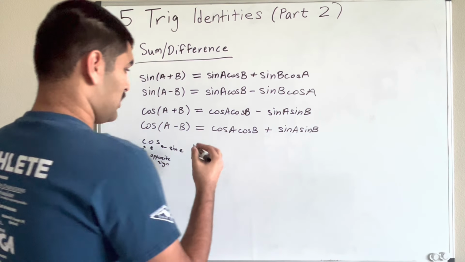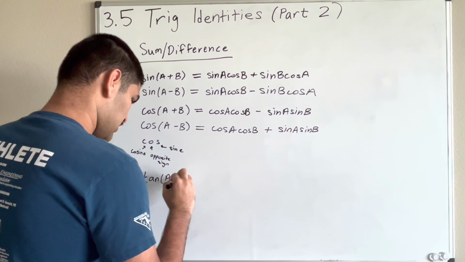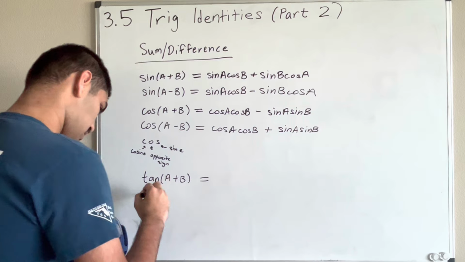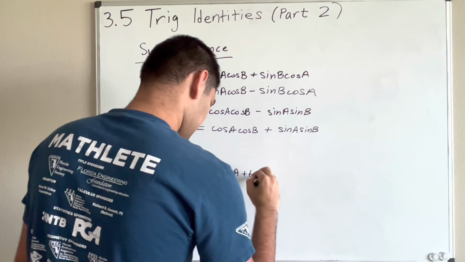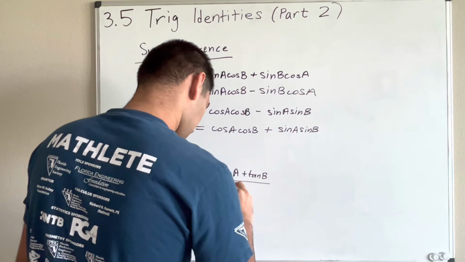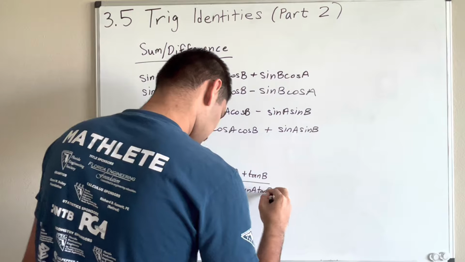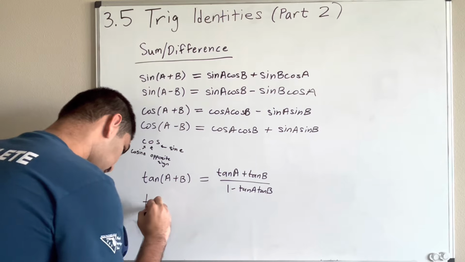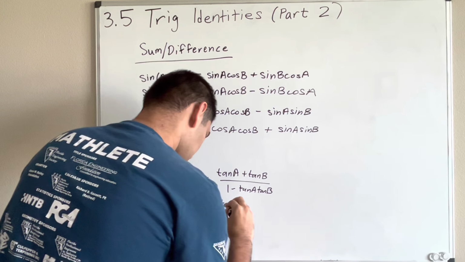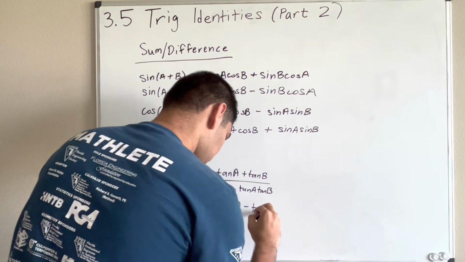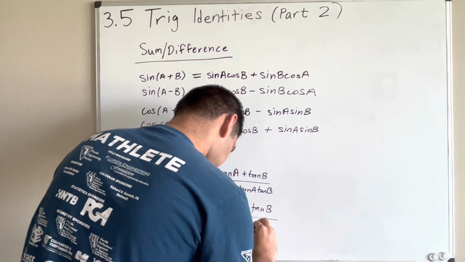Okay. And then we'll do tangent next. So we have tangent of a plus b is equal to tangent a plus tangent b all over 1 minus tangent a tangent b, and then tangent of a minus b is equal to tangent a minus tangent b over 1 plus tangent a tangent b.